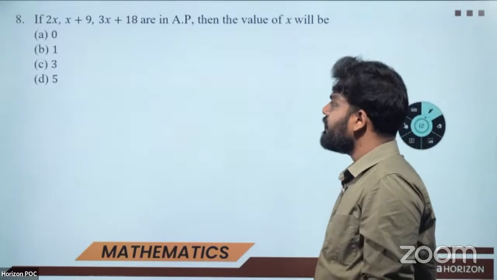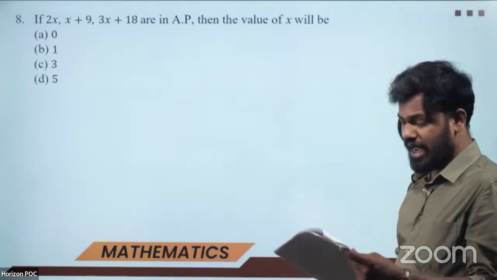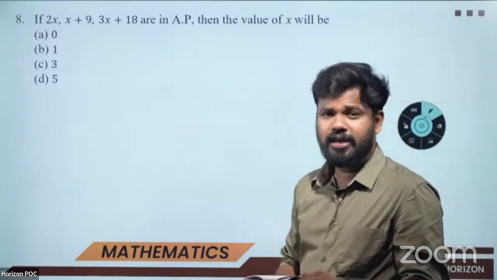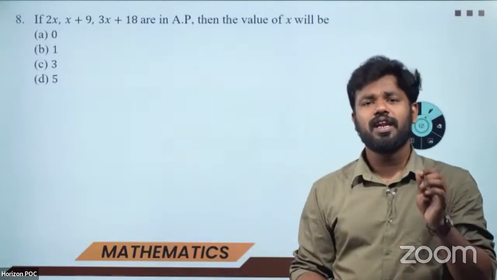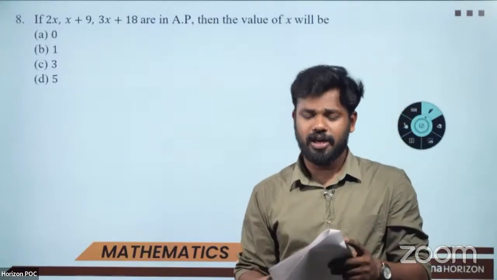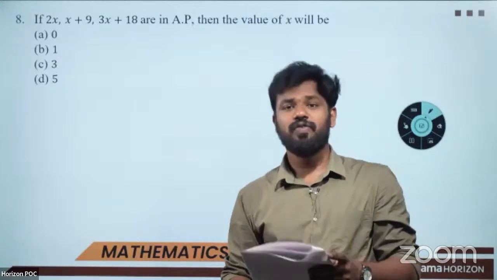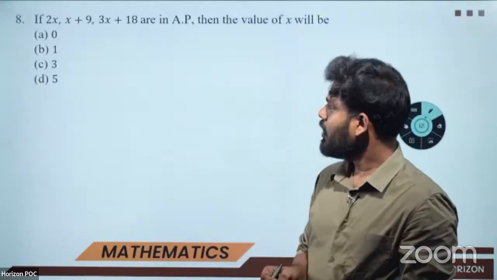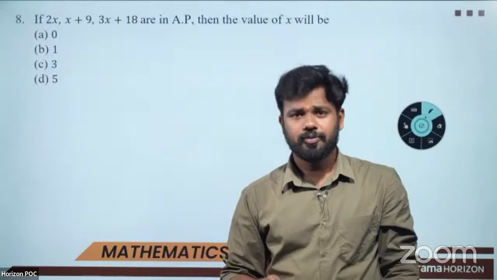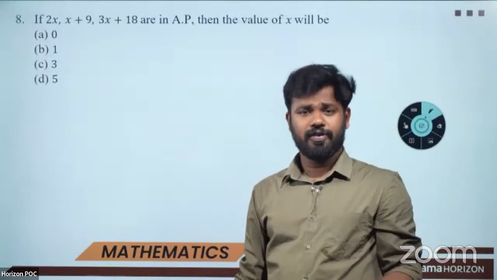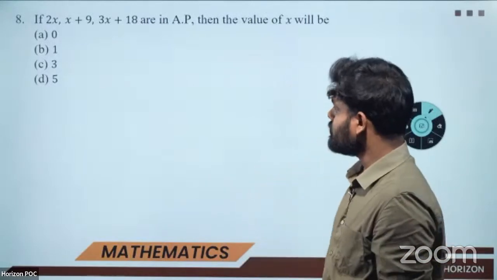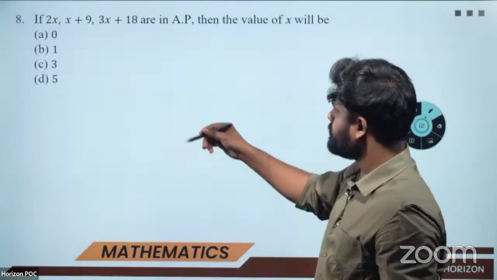The next one, 8th question. If 2x, x plus 9, 3x plus 18 are in arithmetic progression. So you have 3 terms which are in AP, arithmetic progression, right? And they are asking us to find the value of x. So you know that when three terms are in AP or in any terms are in AP, their common differences will be the same. So let's use that same rule here.